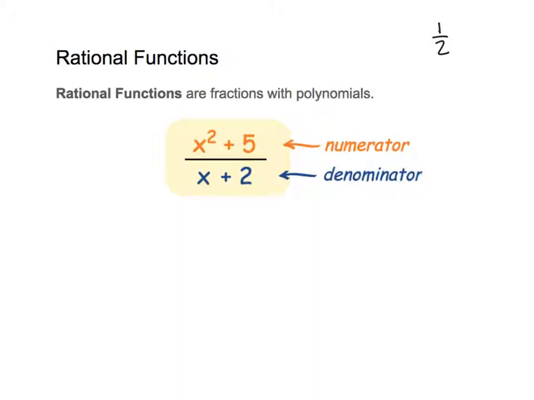So looking at this one here, it looks like you have a quadratic polynomial over a linear polynomial. So this is x to the first power. You can think of rational functions as just a fraction where the mathematical expression is written on the top and the bottom. In the next slide, we're going to learn how to multiply, divide, and simplify using rational functions.